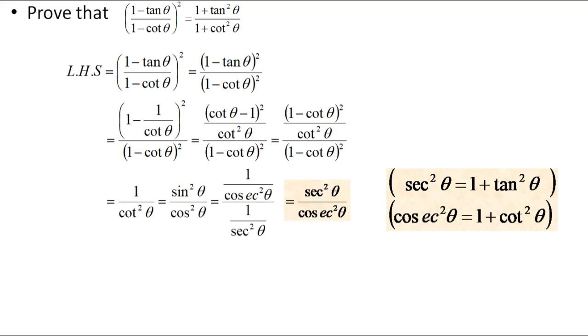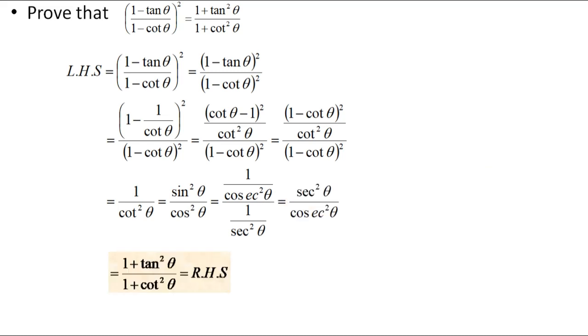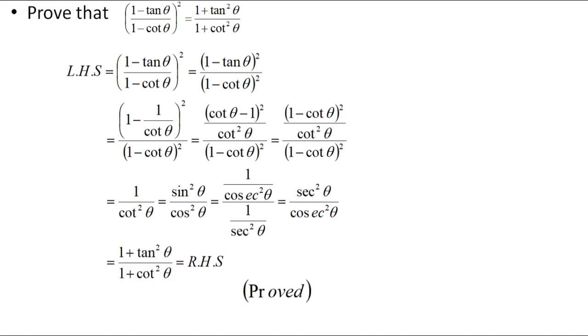Now we know sec square theta equals 1 plus tan square theta and cosec square theta equals 1 plus cot square theta. Now put the value of sec square theta and cosec square theta from those identities and we get (1 plus tan square theta) by (1 plus cot square theta), which is the RHS. Hence proved.